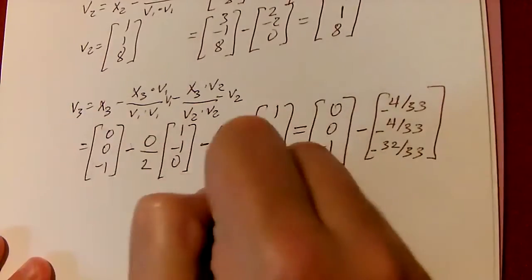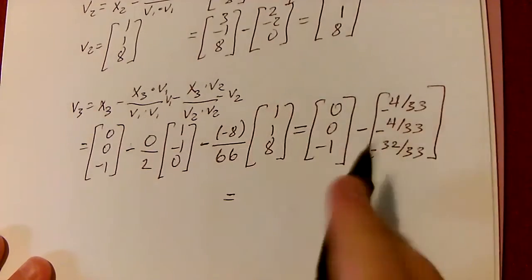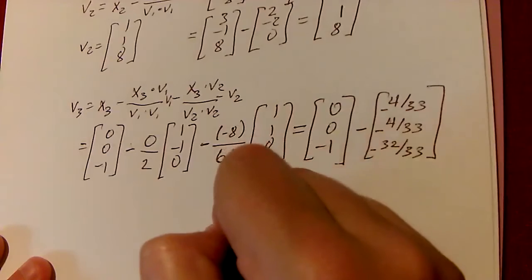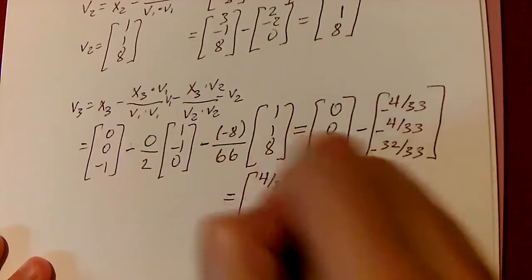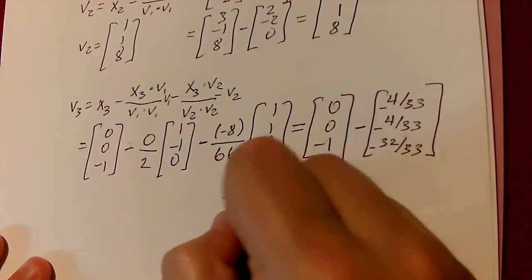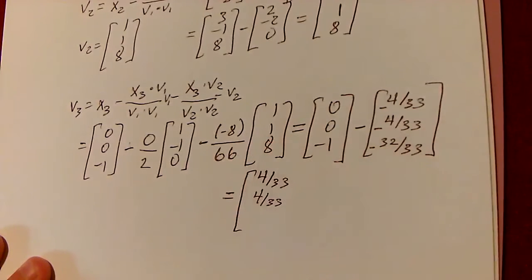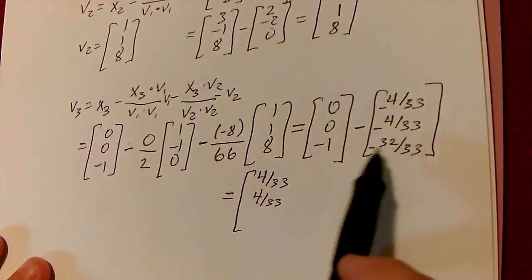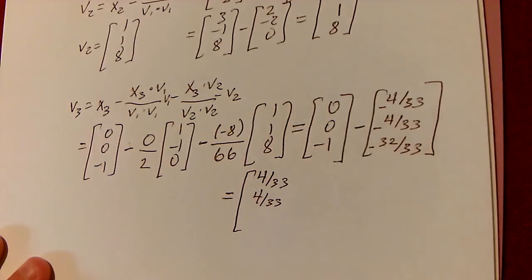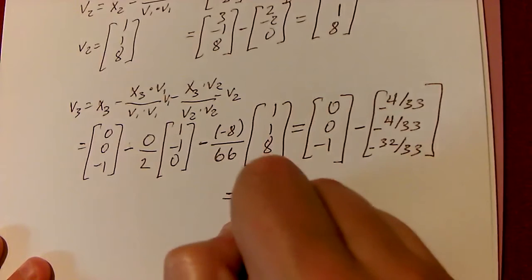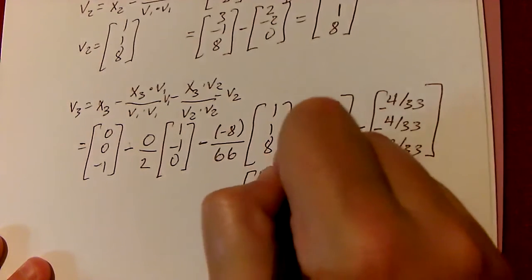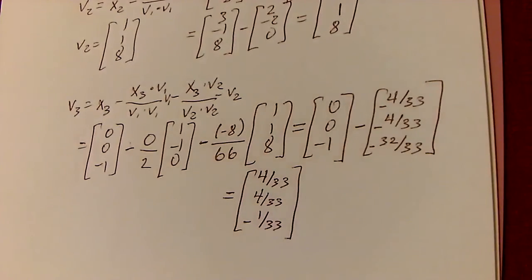All right. Well, we're almost there. So I've got 0 plus 4 over 33. So that's 4 over 33. 0 plus 4 over 33. So that's 4 over 33. And then I have -1 plus 32 over 33. So that is going to just leave me with -1 over 33. As if -1 would be -33 over 33. So -33 plus 32 gets me -1.